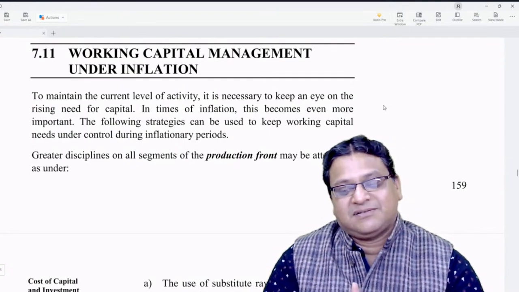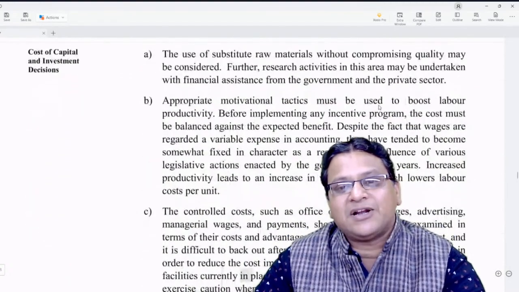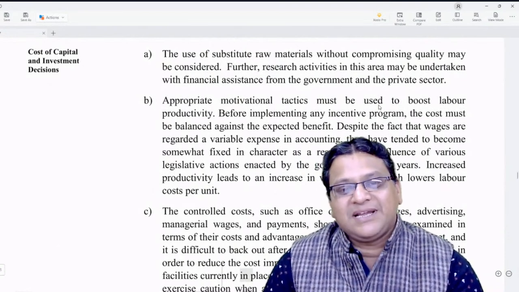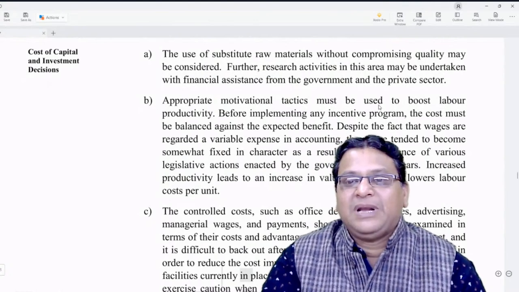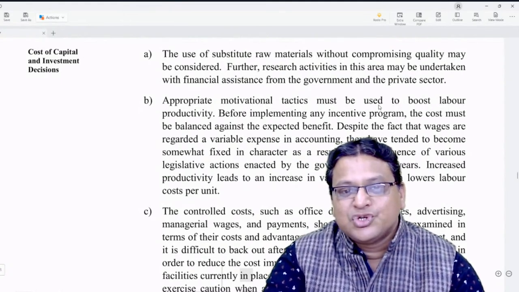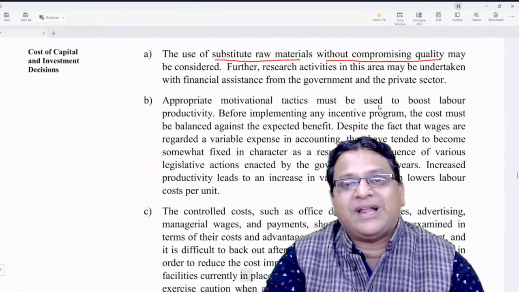We'll discuss this. During the period of inflation, we may adopt the following strategies so that the working capital requirement will be within our cost. First, we will use substitute raw material without compromising quality.